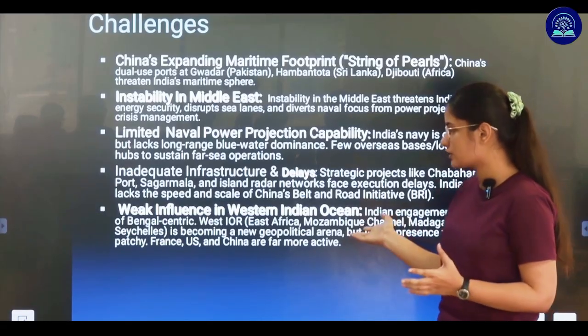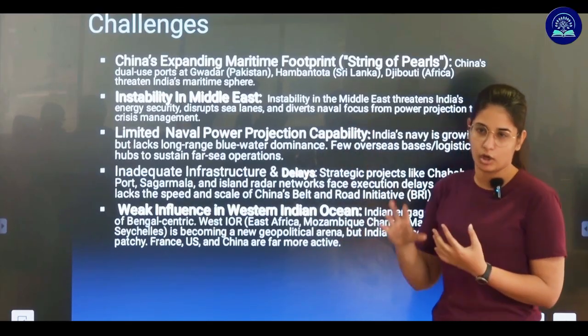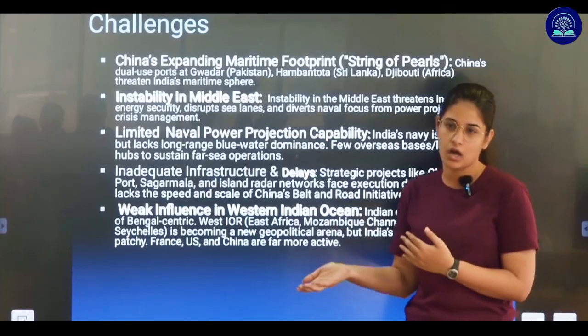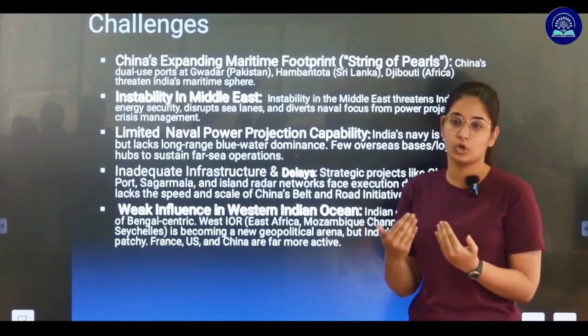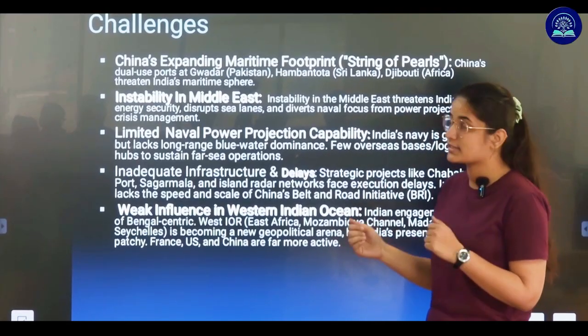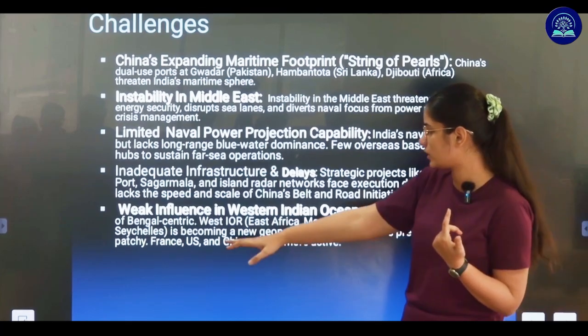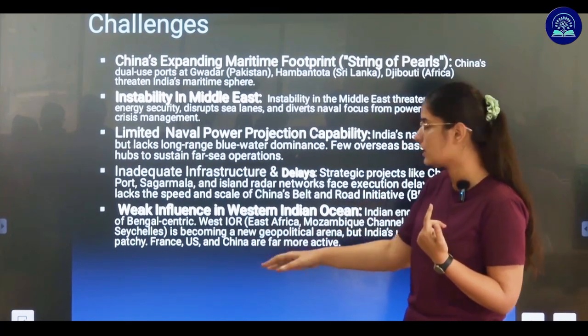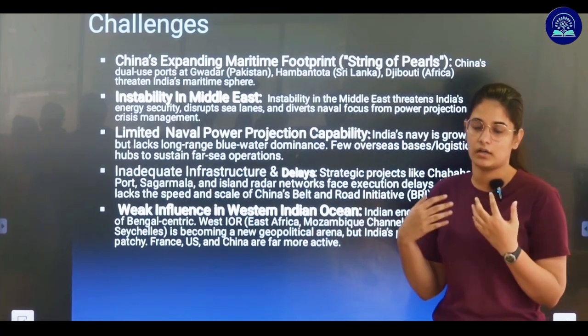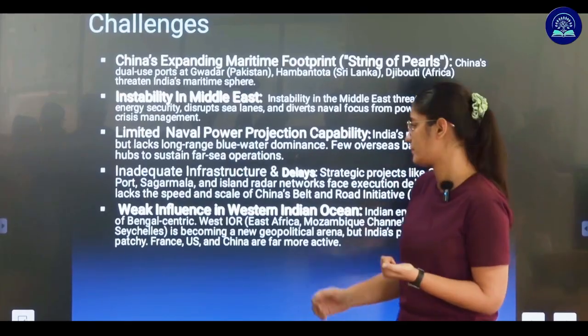Then in the Western Ocean region, as I've already mentioned, the Maldives has an anti-India government, and they do not have good relations with us. Whereas other powers, the French colony Reunion, the US, and China, are far more active in the region and have far better relations with these countries.